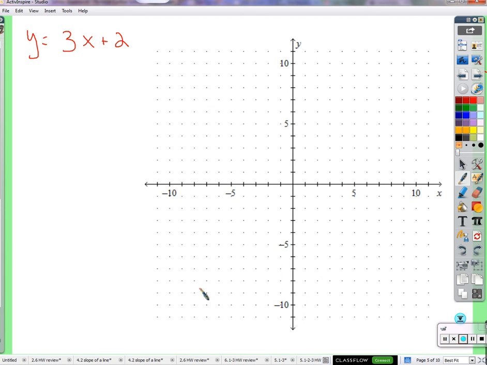Alright, so y equals 3x plus 2. So our graphing is getting better, but it needs to get even better. Alright, let's practice this several times today. And then there's more on the preview, more practice that you can do.